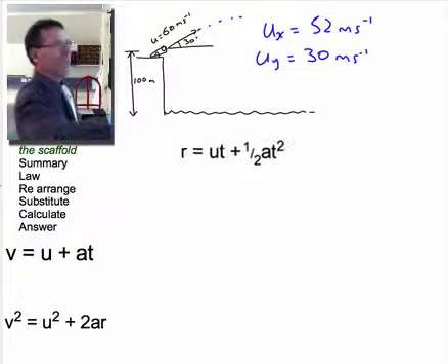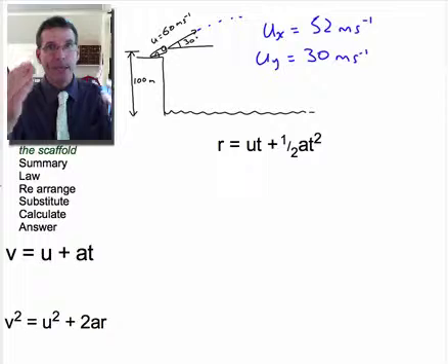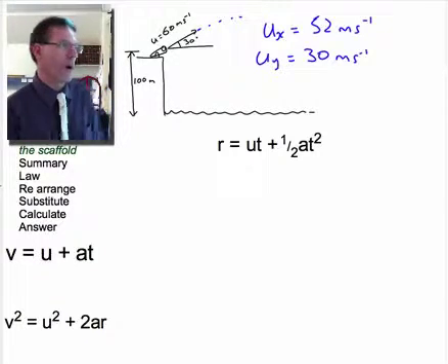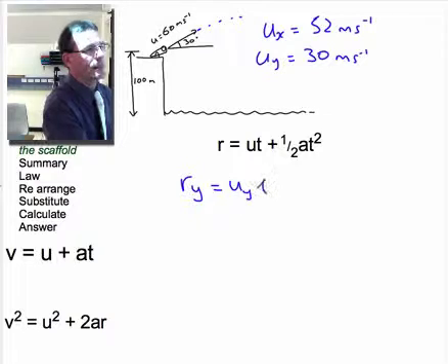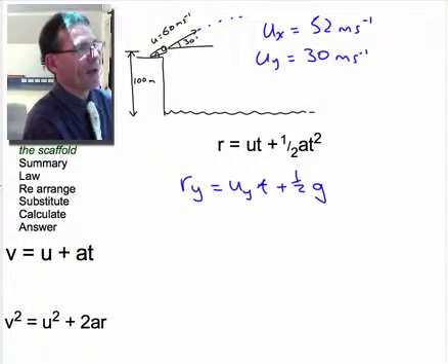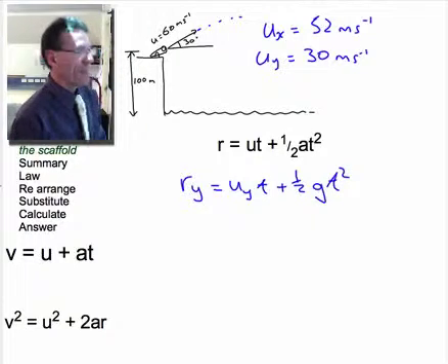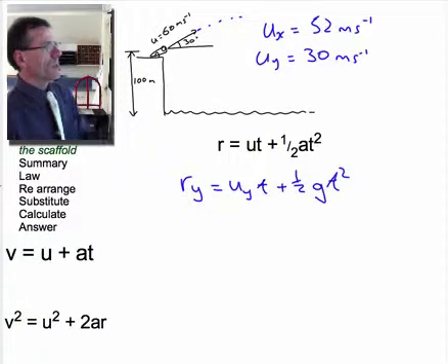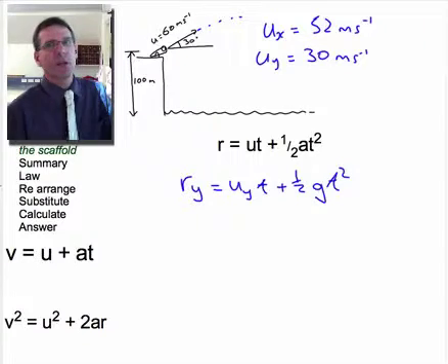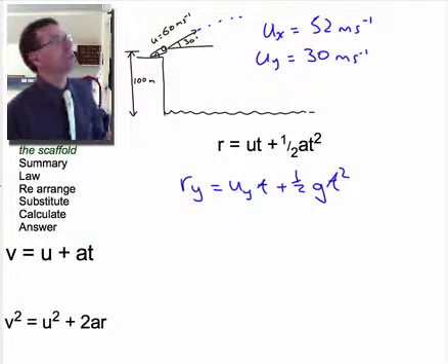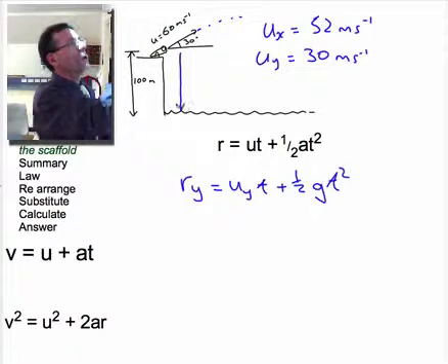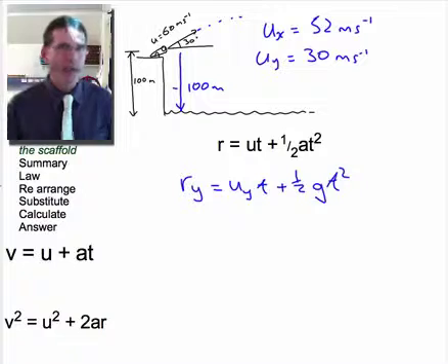We're going to use this formula here, but again, just considering the vertical or the y component. So that Ry equals Uyt plus a half g, because we're talking about gravity, t squared. Now let's have a look at our equation here. What is the change in vertical displacement before it hits the water? What's it got to do before it hits the water? Well, it's got to fall 100 meters, and downwards is minus. It's got to go down 100 meters.